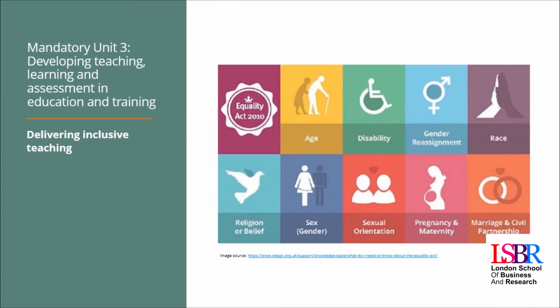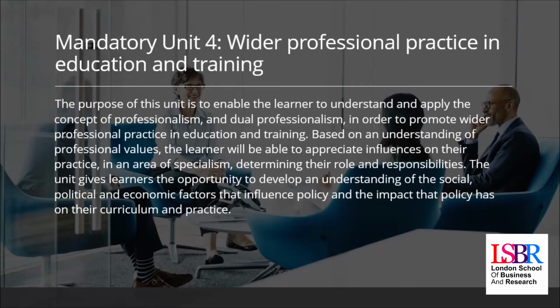To the final mandatory unit, which is Unit 4. And Unit 4 is on the topic of the wider professional practice in the education and training sector. So during Unit 4, you are going to understand and apply the concept of professionalism and dual professionalism so that we could become the professionals we aspire to become within the field of education and training.